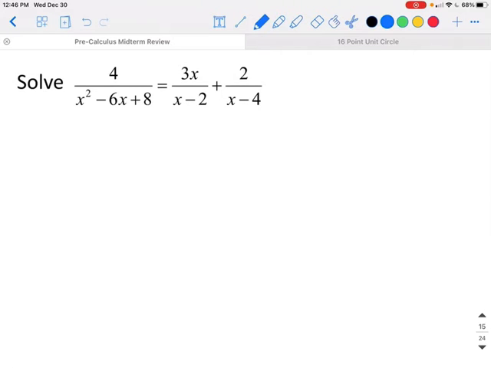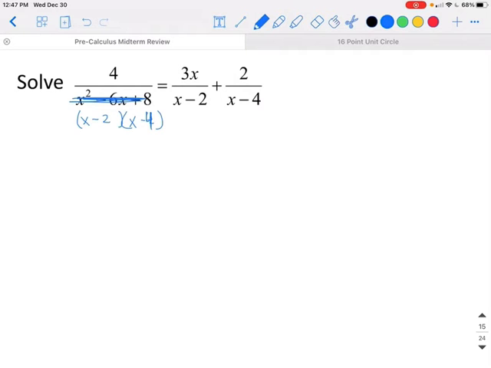We need to solve this equation. We're going to solve for x. First, we can start by factoring this denominator, and this is going to give us multiplies to get 8, adds to get negative 6, will be negative 2 and negative 4. So this can replace that part.